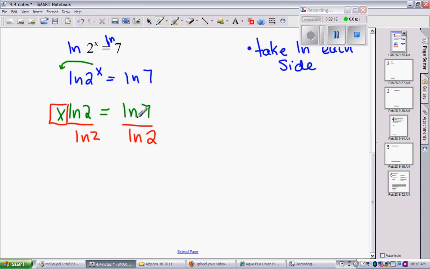Now we cannot combine those to the ln of 7 over 2. We have to do them separately, and we're going to plug them into the calculator: ln of 7 divided by the ln of 2. Go ahead, plug that in. And let's round it to 3 decimal points. And you get out 2.807.